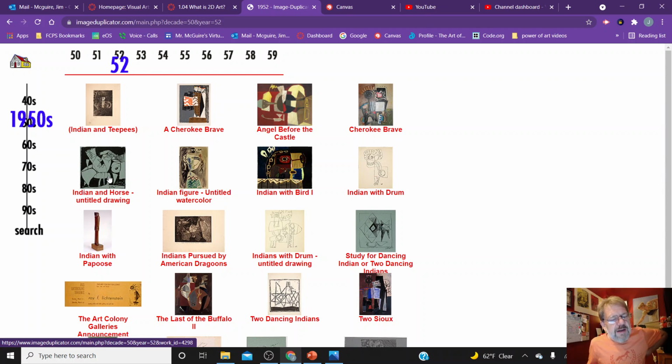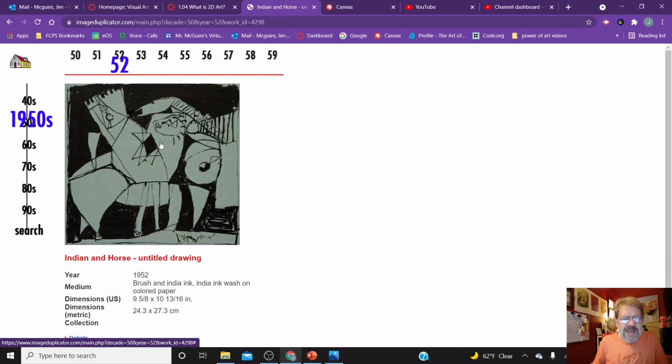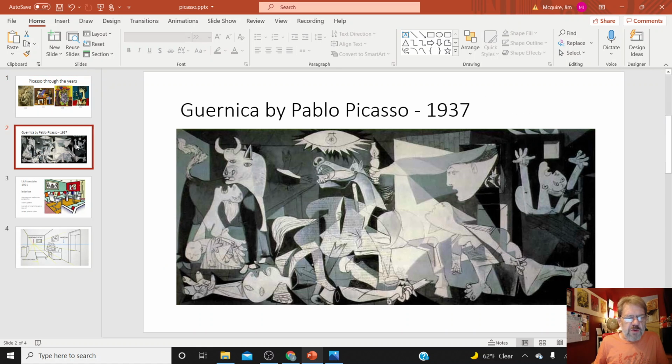This is a painting he did called Indian and Horse. And if we look at it, you can see that it's very, very reminiscent of Pablo Picasso's Guernica. This is Guernica by Picasso. And you can see the similar use of shape and line, color, even.